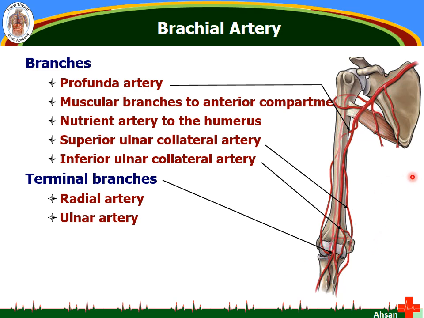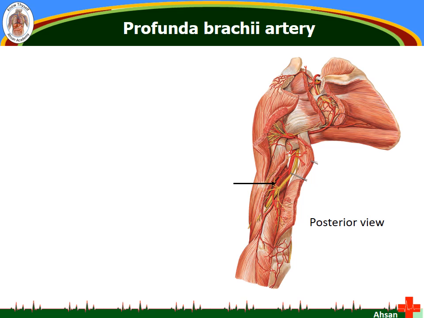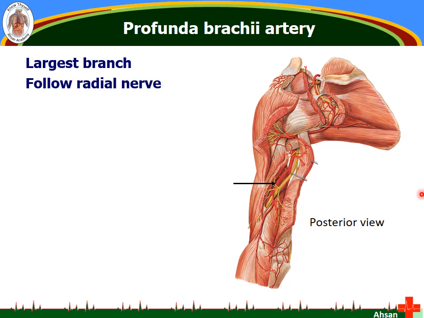So these are the branches. The profunda brachii is a very large branch, giving nutritional supply to the arm mostly. The arm is also supplied by numerous muscular branches that supply the muscles of this compartment. Profunda brachii passes backward into the posterior compartment of the arm, and it follows the radial nerve.